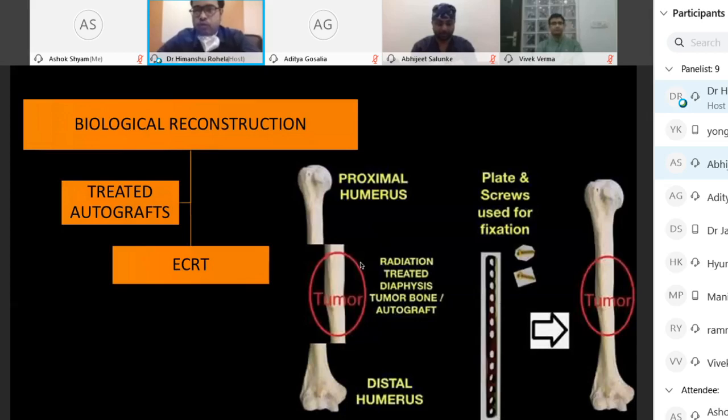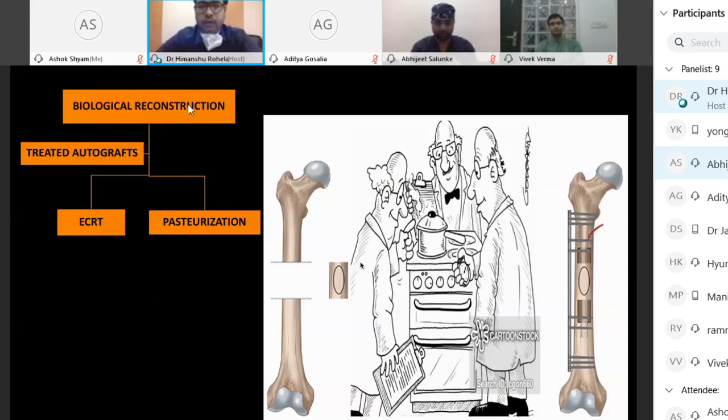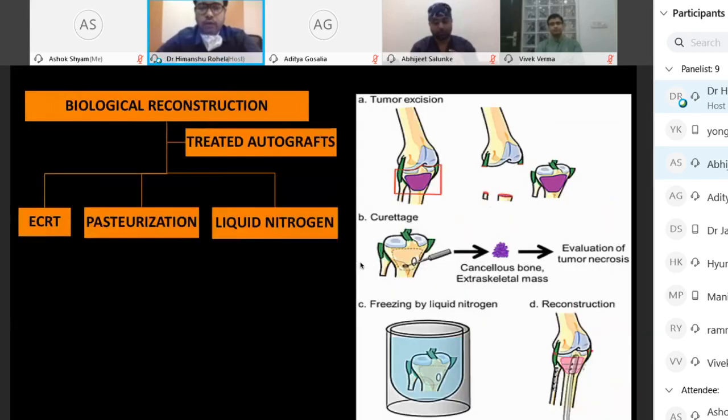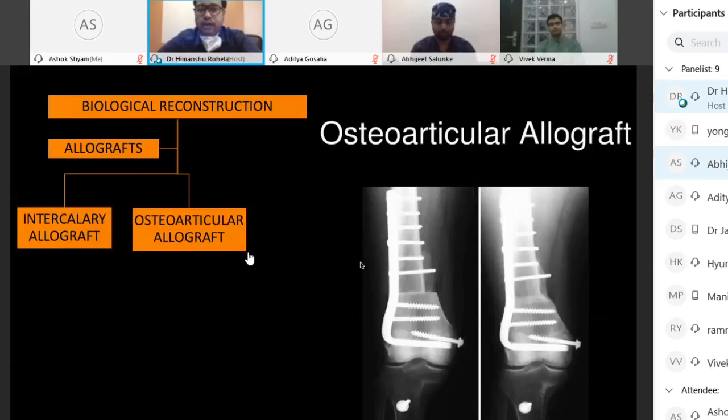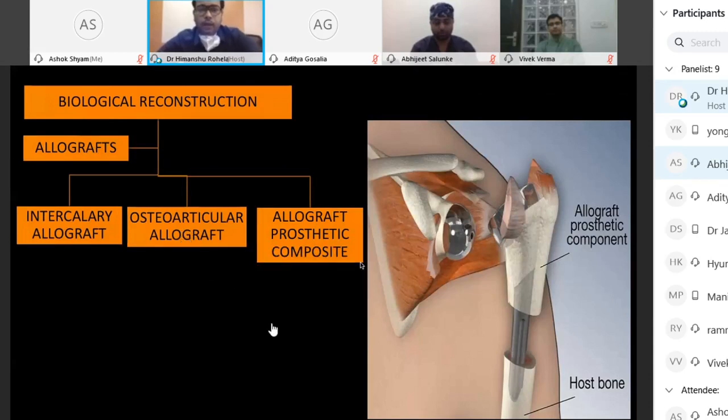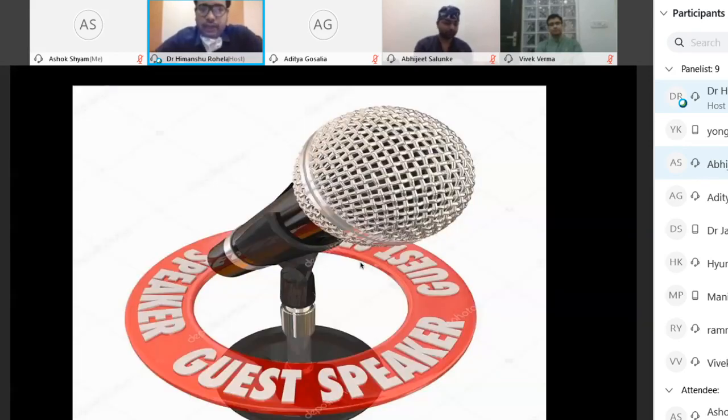Western method, from the use of extracorporeal radiotherapy to pasteurization, and now to the use of liquid nitrogen to sterilize the grafts. Use of allografts have also been explored immensely, sometimes used as intercalary graft, sometimes in osteoarticular fashion, and lately as allograft prosthetic complex. Now, without any further delay, let's hear the contribution and innovations of our experienced guest speakers.